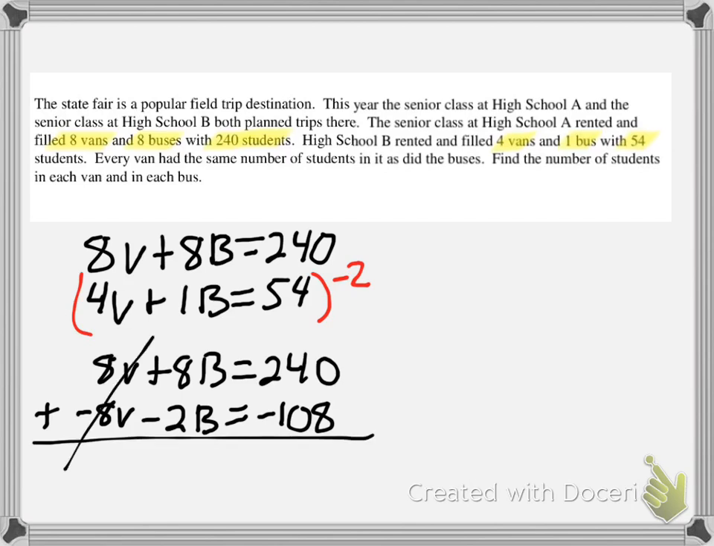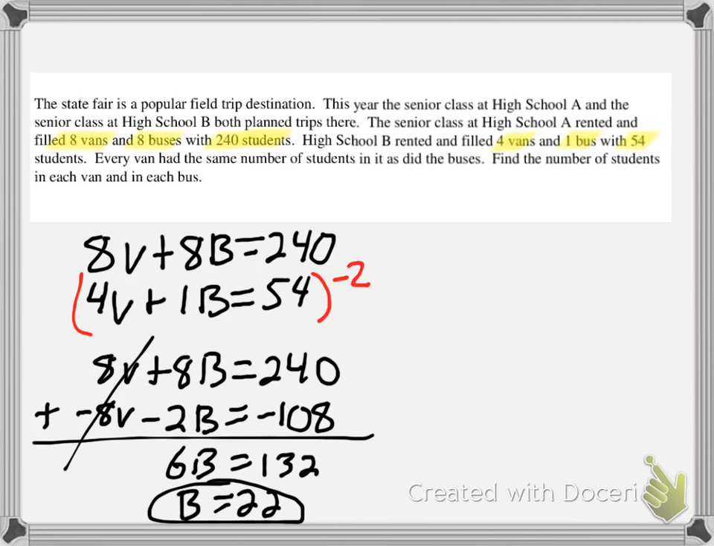Well, now I have my opposites, I can go through and solve. So my v's will cancel, and I get 6b is equal to 132. If I divide by 6, I end up getting that my b value is equal to 22. So there's one of my variables.